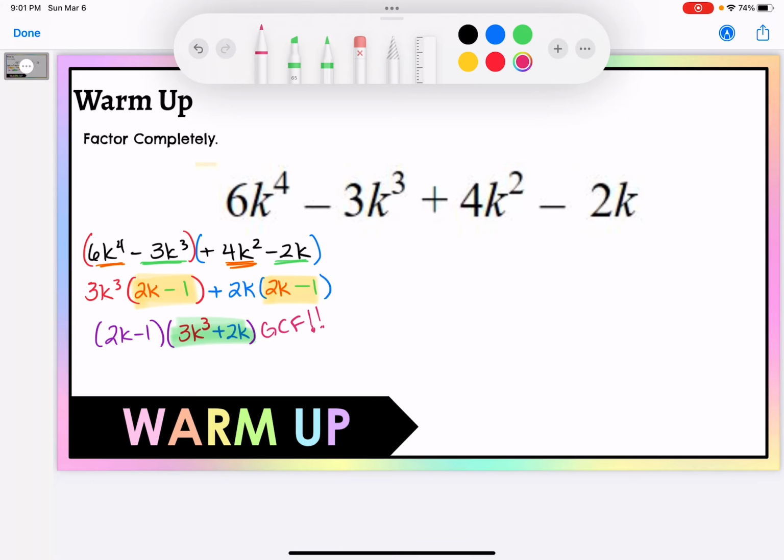So I say, all right, those 2 terms have a k in common. So k is going to come out to the very beginning. And now I'm just looking at just this parentheses right here, right? So k times what gave me 3k to the third? It was 3k squared. And k times what gave me 2k? That'd be positive 2. Now if I look at those 2 terms in the parentheses, 3k squared and positive 2, there's no more GCF. So now I've gotten it all.